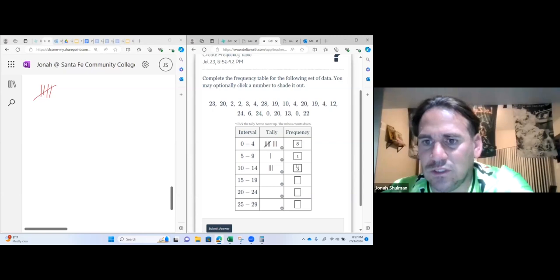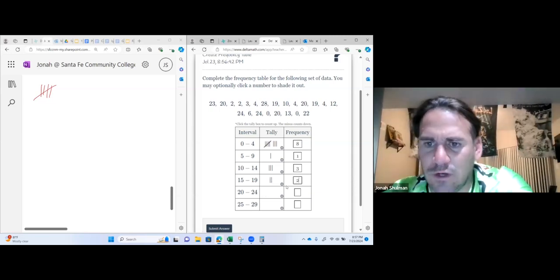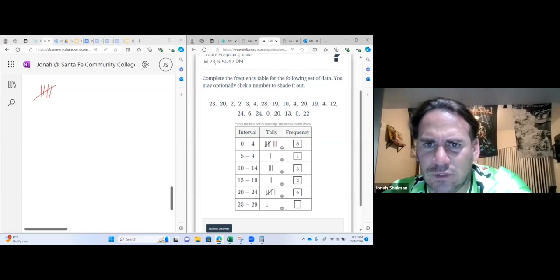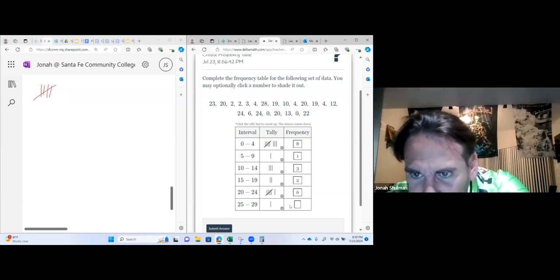This is why it's better to teach them about the relative frequency, where they can divide, and the cumulative frequency, where they can add them all. I'll do that one with this chart. 15 to 19. 1, 2. That's it. 20 to 24 is 1, 2, 3, 4, 5, 6. 25 to 29 is 1. I think it's just 1.